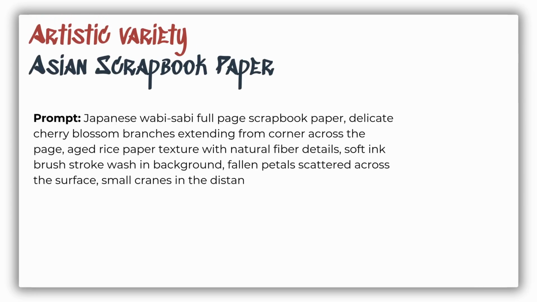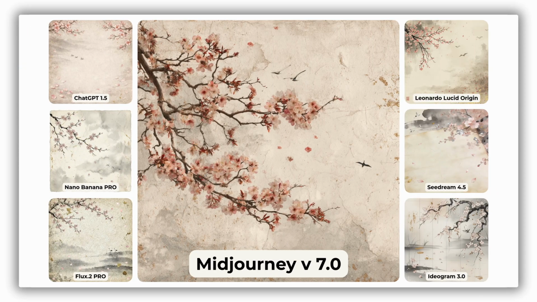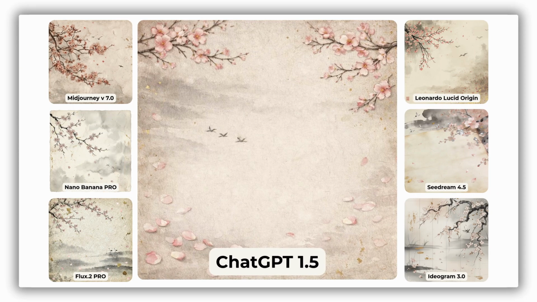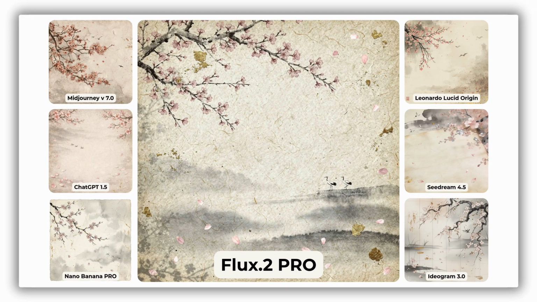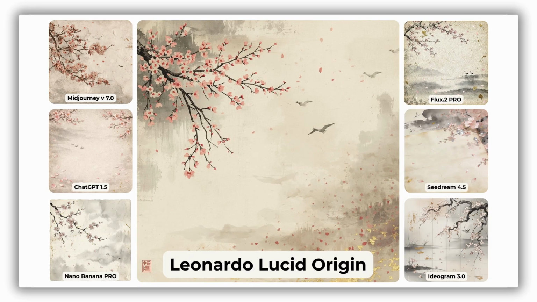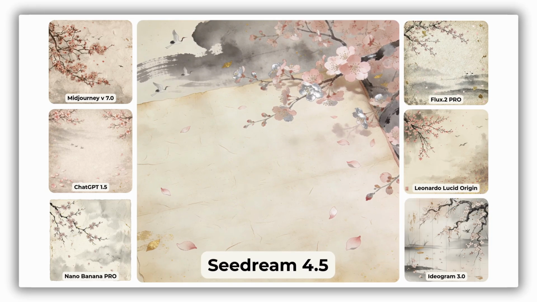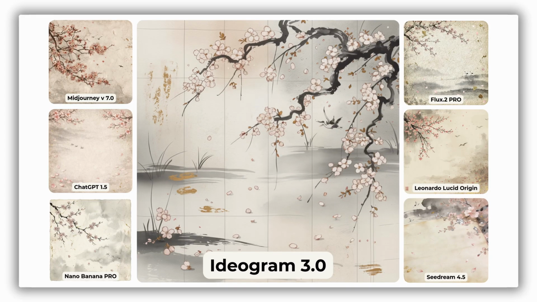The final prompt is devoted to the Asian theme. Wabi-sabi is very much in demand right now. I really love the Midjourney and Flux aesthetics here, and honestly, all the AI tools did a good job. Maybe I like Ideogram and Seedream a bit less. Seedream's image feels a little unclear, and Ideogram is too flat without enough texture for this style.